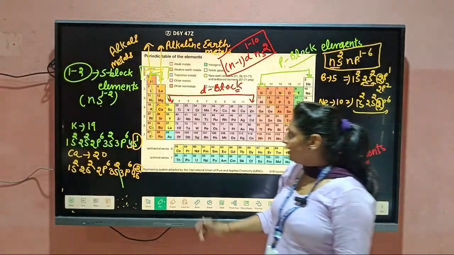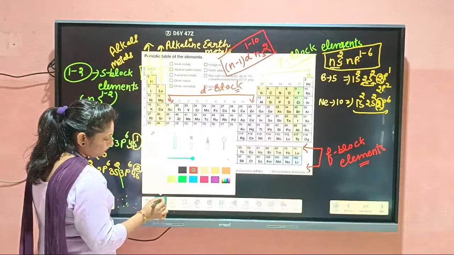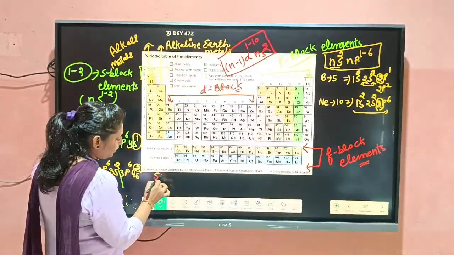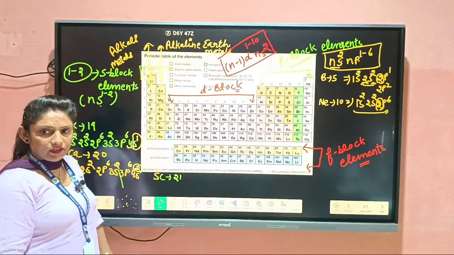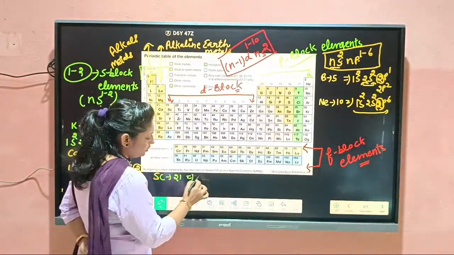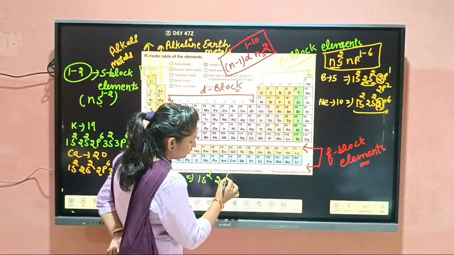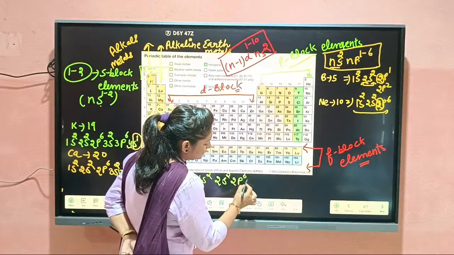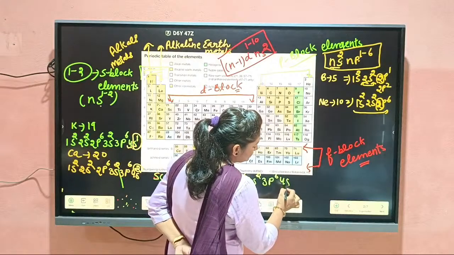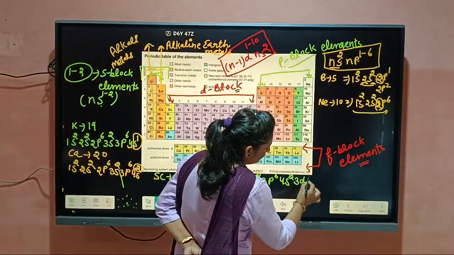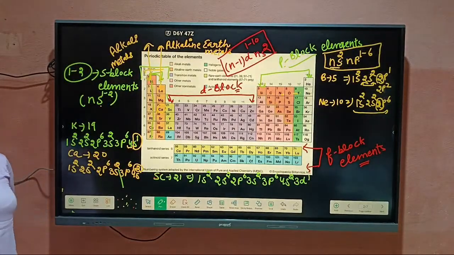For example, if I write for scandium, what is the atomic number of scandium? 21 it is. Write down the configuration for this: 1s2, 2s2, 2p6, 3s2, 3p6, 4s2, 3d1. This is the configuration for scandium.